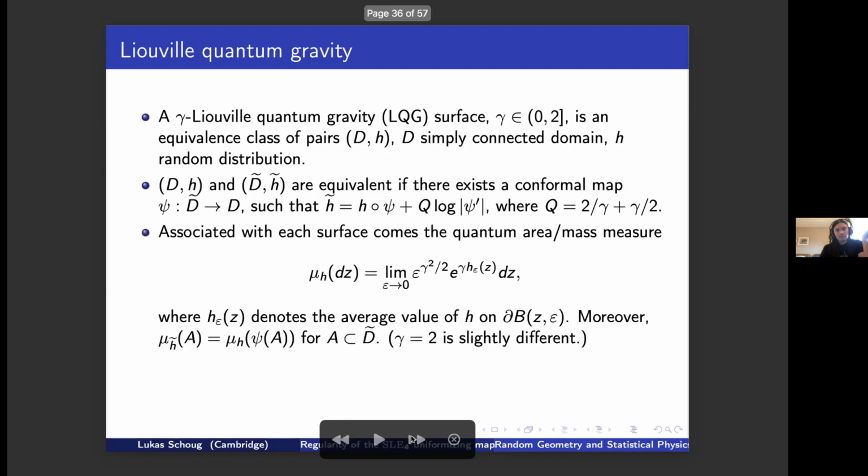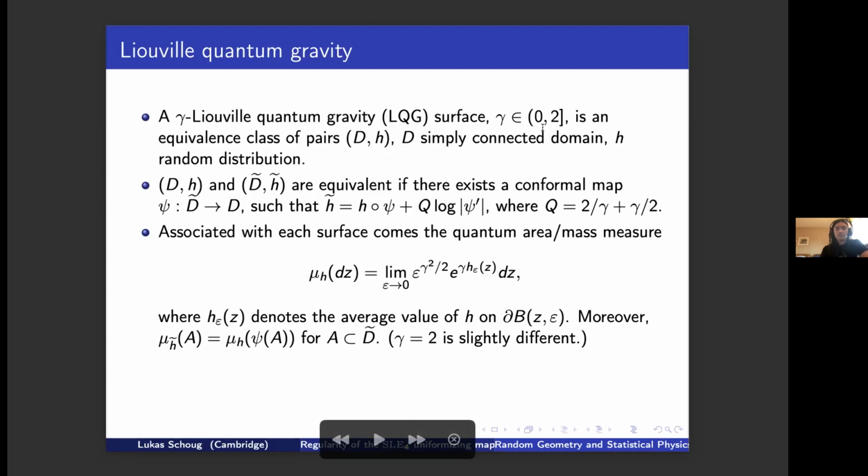And then associated with each surface comes a quantum area or mass measure, mu_h(dz), which you define like this, where, instead of having just the Gaussian free field or whatever random distribution, you pick the average value of the distribution on the circle of radius epsilon, and then you renormalize by sending epsilon to 0 and multiplying by epsilon to the power gamma squared over 2. And this defines a measure, and moreover, this measure is invariant under this change of coordinates here for the random distribution. So this tells you exactly why we define it as an equivalence class of these pairs.